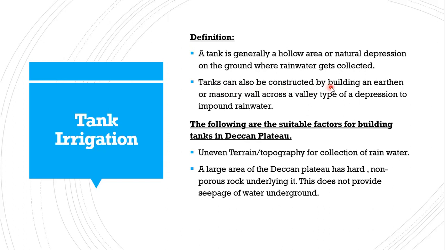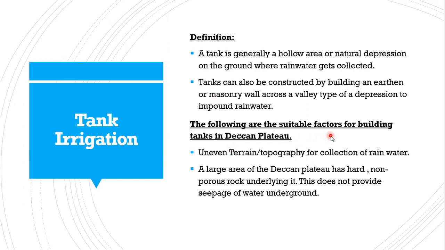Tanks can also be constructed by building an earthen or masonry wall. Imagine there is a natural depression which is a little shallow. We try to create a wall around the depression which will increase the depth. So we are just giving a supporting wall so that the water gets stored more, or a masonry wall across a valley-type depression to impound rainwater. Okay, so that's the definition.